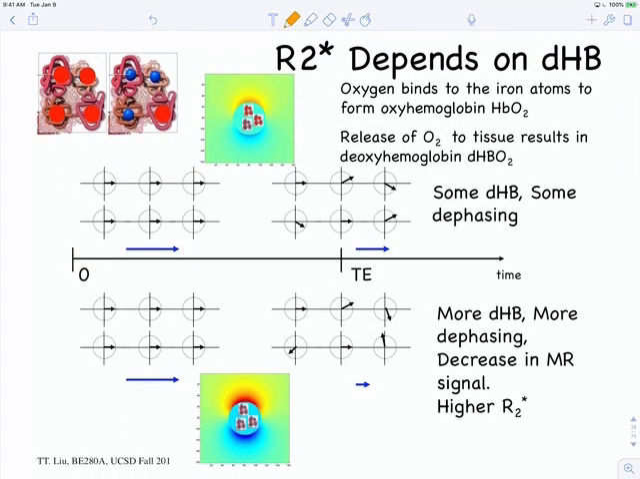And as we discussed before, the main thing is that R2 star depends on how much deoxyhemoglobin you have in your brain. So what's happening is, imagine this is a deoxyhemoglobin. This is a hemoglobin molecule. So this is in the lungs.